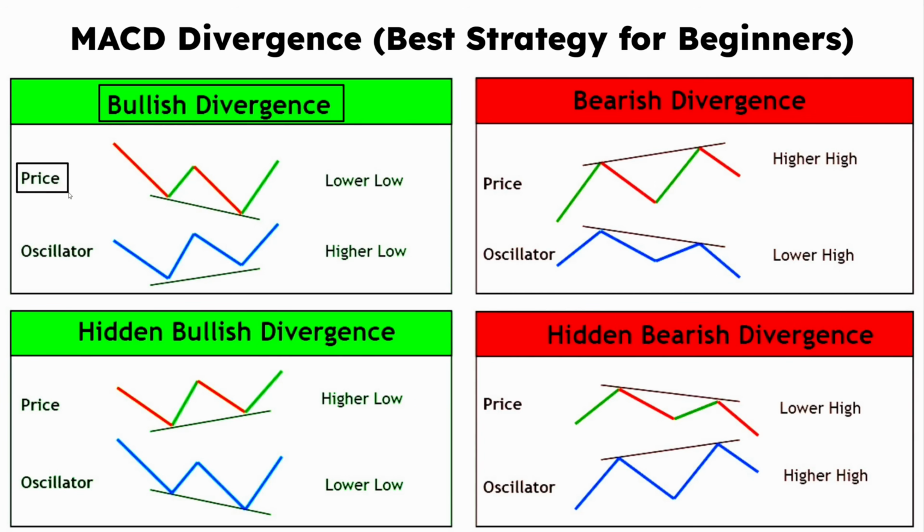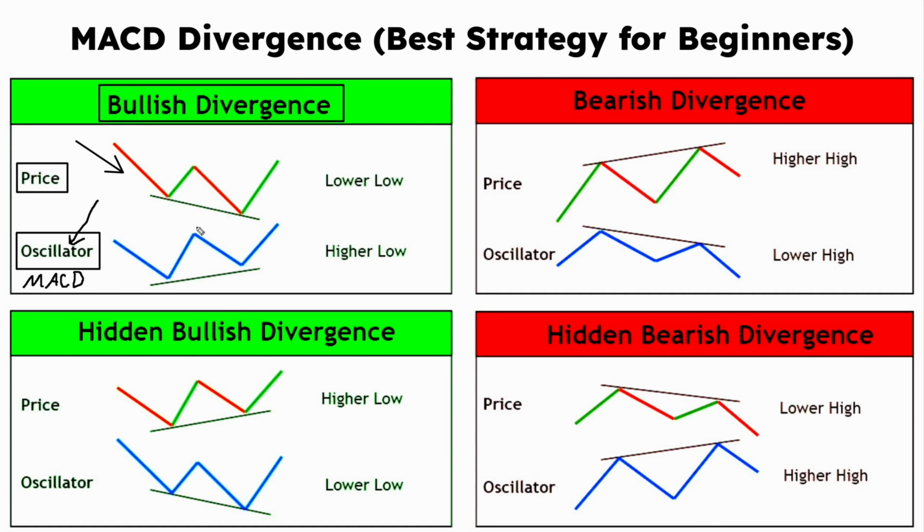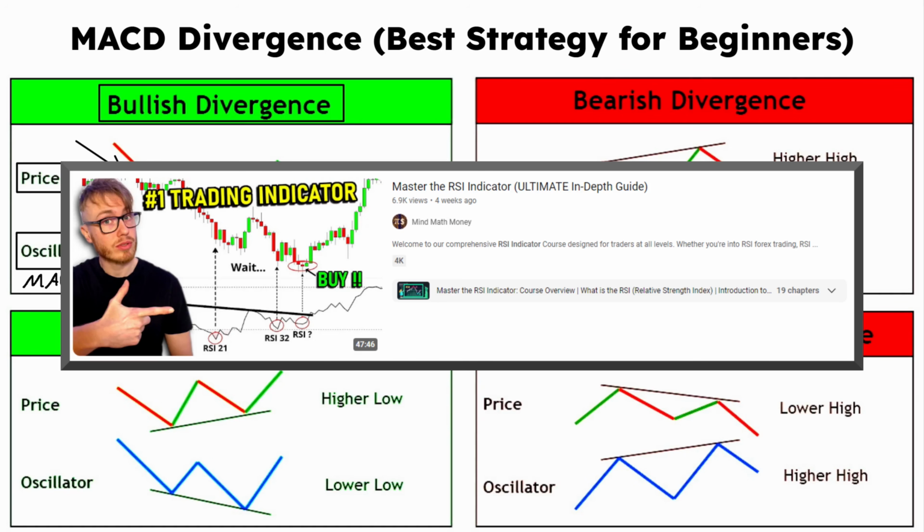As you guys can see here on the top, we have the price. So the top line here is the price and the lower line here is the oscillator, which in our case is the MACD. And the reason it says oscillator right here is because divergence principles can be applied to other indicators as well. For example, the RSI indicator. And guys, I actually have a full 1 hour long course on the RSI indicator. So if you guys have the time, I highly recommend to watch that video after you have seen this one.